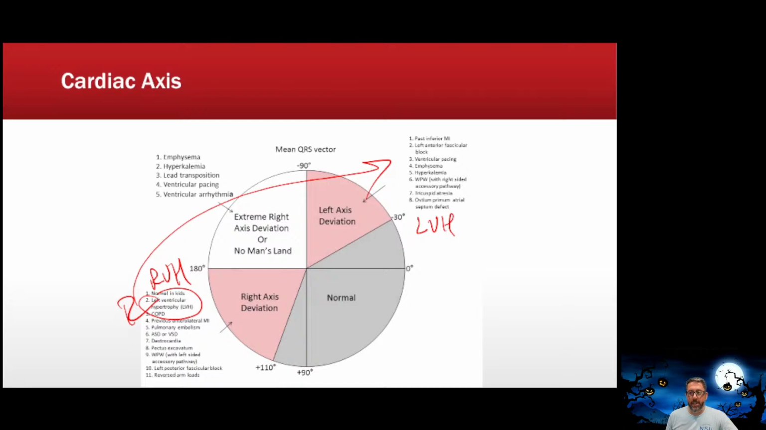Okay, you guys showed up. I'll give you a hint. Just know the right axis deviation one. What are the causes of right axis deviation?